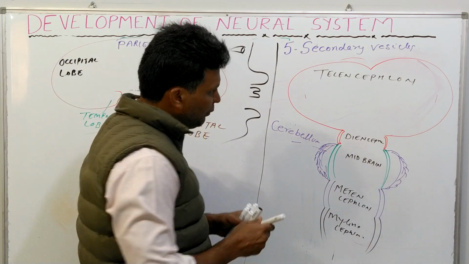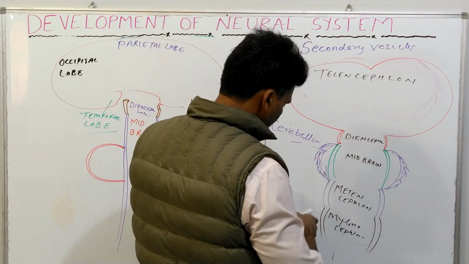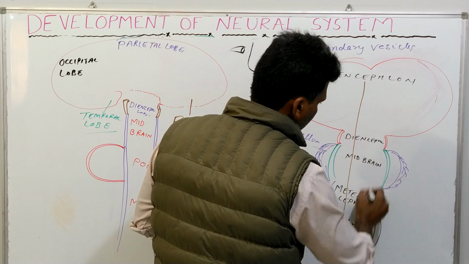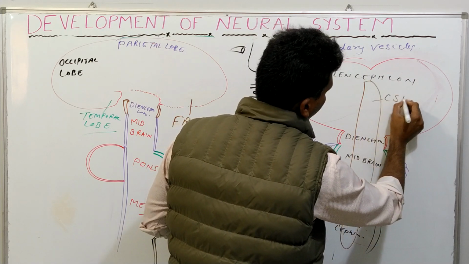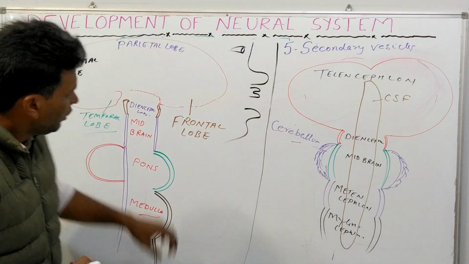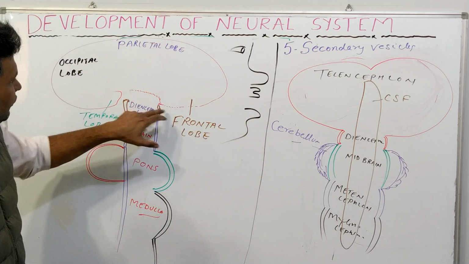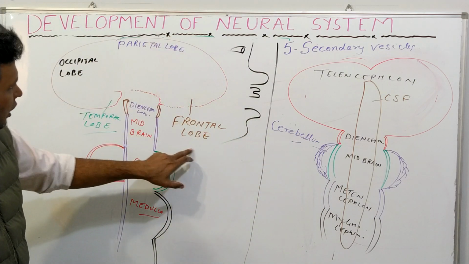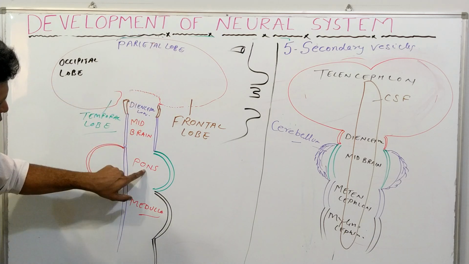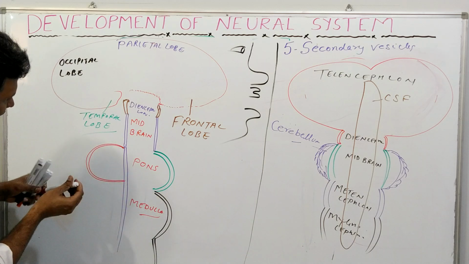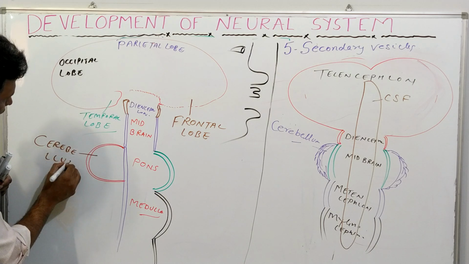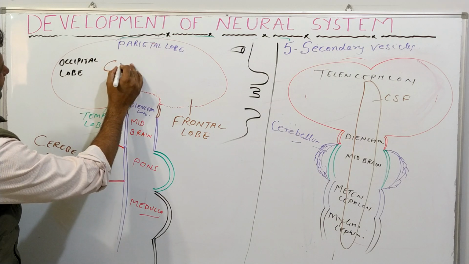And in between this, you can see, this is your cerebrospinal fluid. But anyway, now the telencephalon and diencephalon will enlarge more, and this will be converted into frontal lobe, parietal lobe, occipital lobe, temporal lobe, diencephalon, midbrain, pons, medulla, and this is your cerebellum. All this part is called cerebrum.